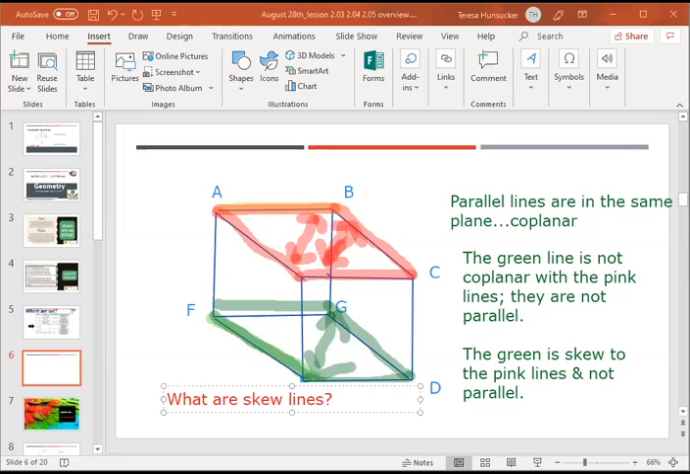All right, give yourself a second to think. What are skew lines? I'm right here. Anybody want to holler at me?